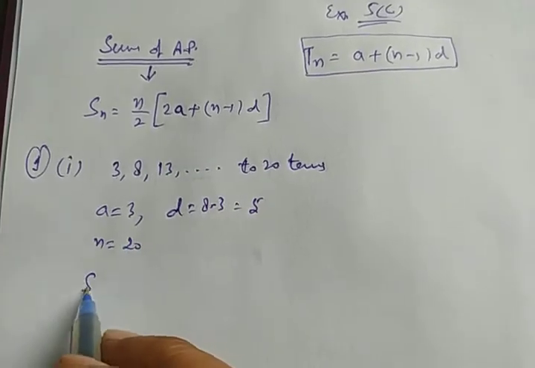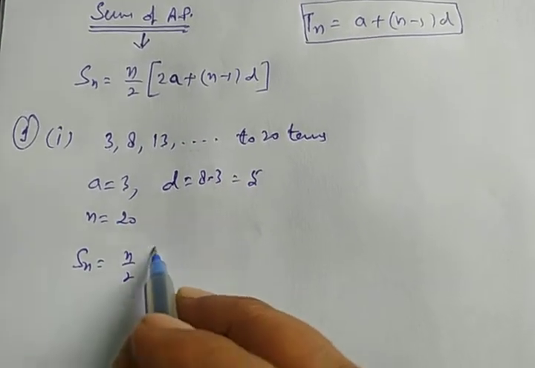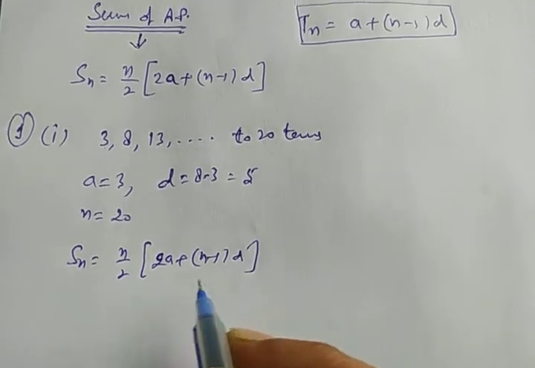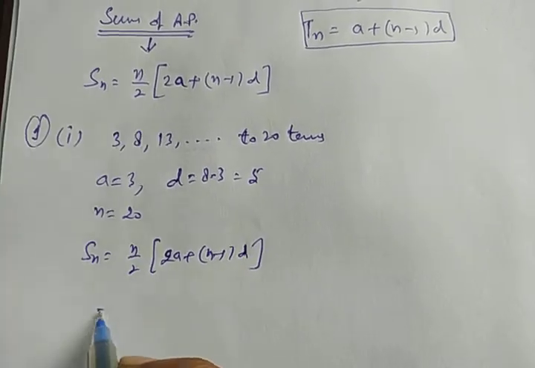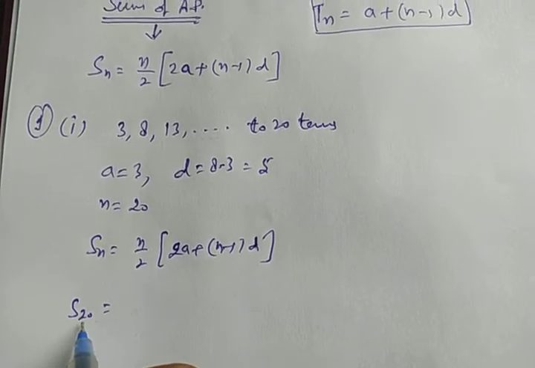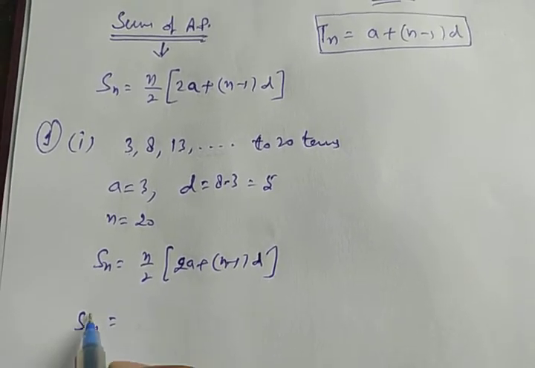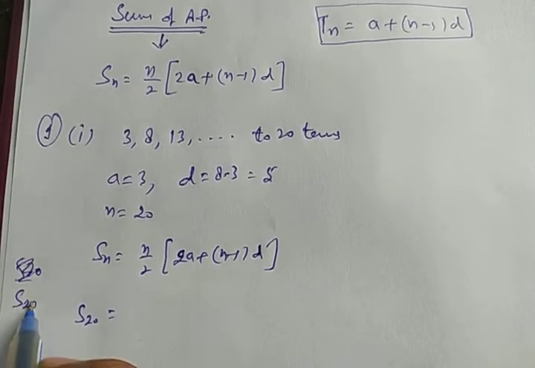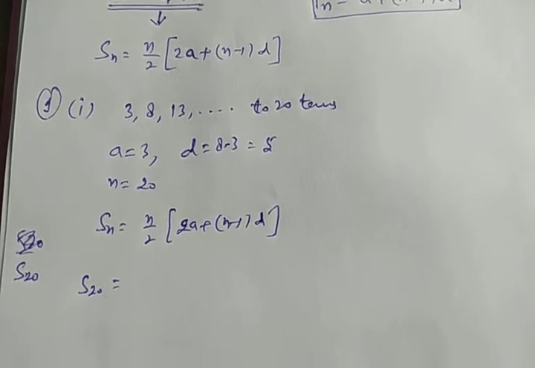Simply apply the formula. Sn is equal to n upon 2 into 2a plus n minus 1 into d. Here the 20 is written as a suffix, that is, S20. It is not of the same size as the 20 in the numerator; it is written in the suffix.